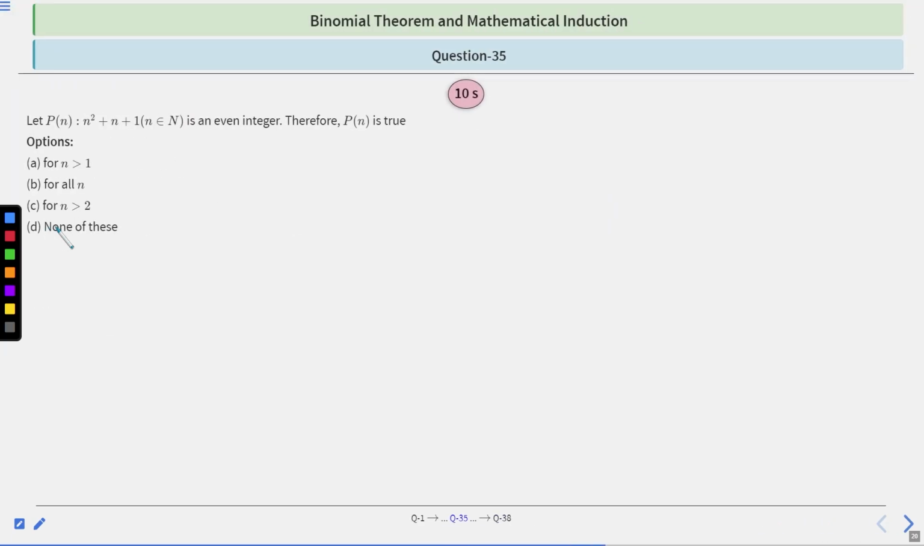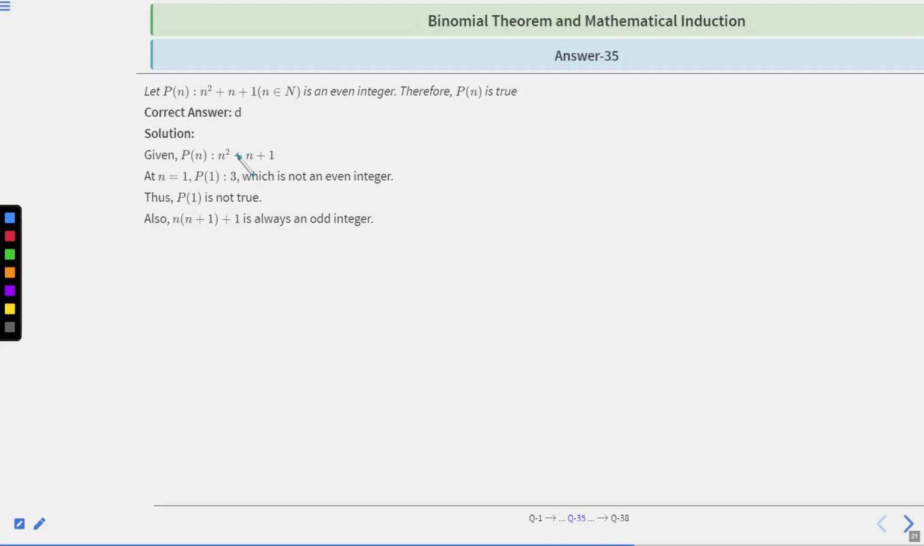Question number 35. It says, let Pn be n square plus n plus 1, where n belongs to natural numbers, is an even integer. Then Pn is true for when Pn is true. So you have 10 seconds to solve this question. After 10 seconds, we will move to the solution part. Okay, let's move to the solution.